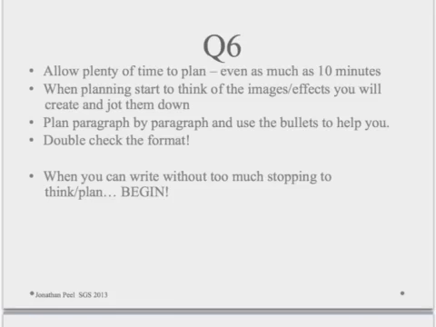45 minutes is a long time for a good piece of writing. I think you can leave at least 10 minutes for planning. When you are planning, try and actually plan. In other words, start to think of the images, start to think of the effects you're going to create and jot them down as part of the plan. Don't leave that till later. Think about paragraph by paragraph planning using the bullets so that you really are thinking of the detail of what's going to be within each paragraph. That's a plan.